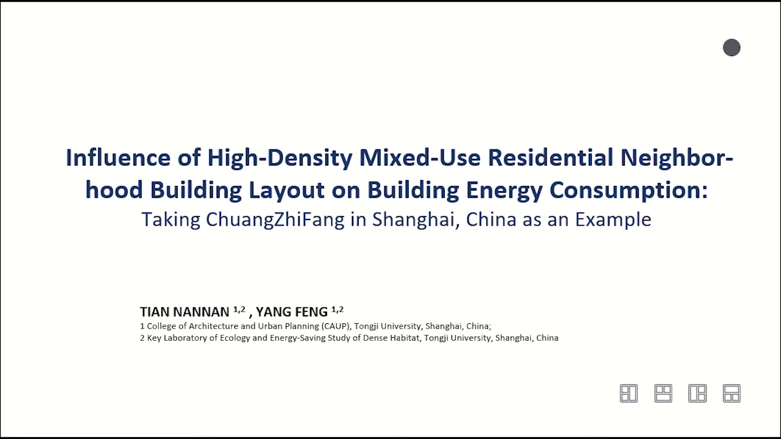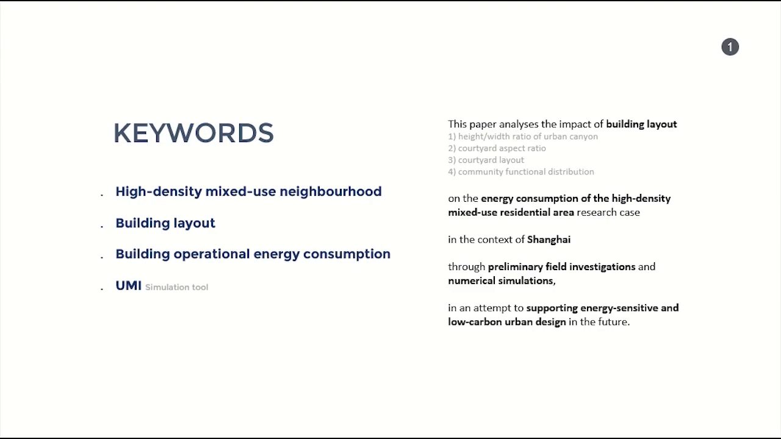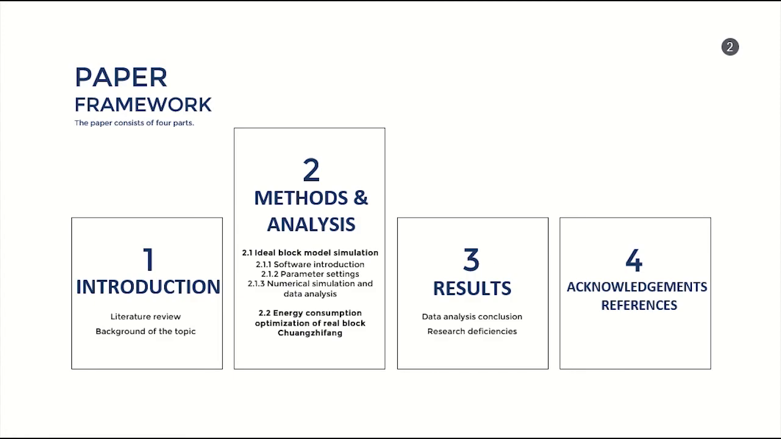Today, the topic of the paper I want to share is Influence of High-Density Mixed-Use Residential Neighborhood Building Layout on Building Energy Consumption, taking Chuangjifang in Shanghai, China as an example. The keywords of the paper are as shown. The paper consists of 4 parts. The second part is the main body, which includes idle block model simulation and energy consumption optimization of real block Chuangjifang.